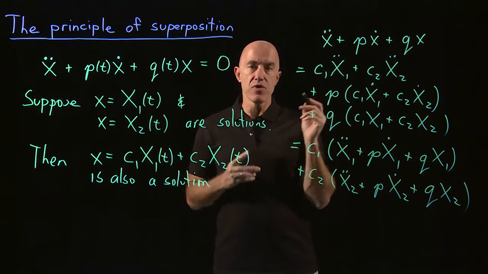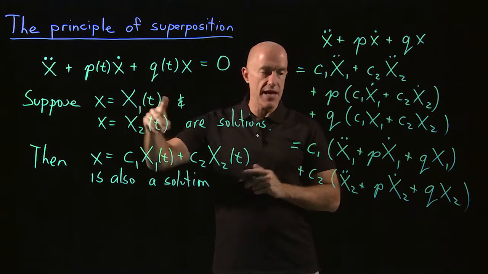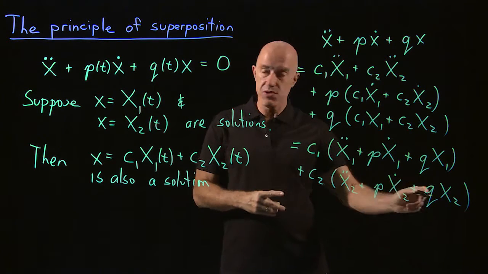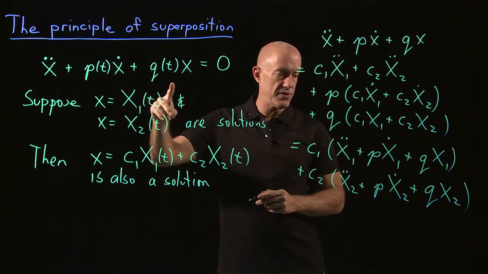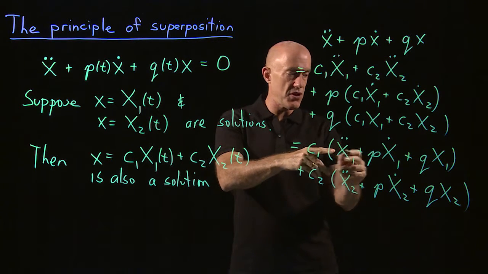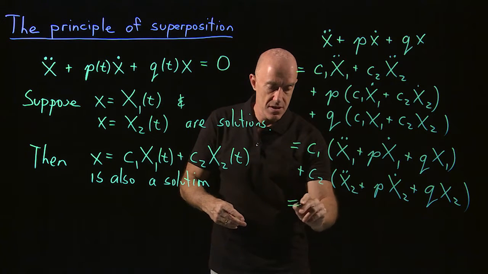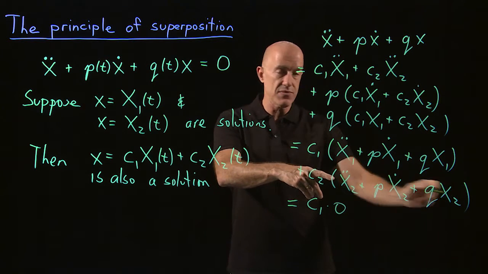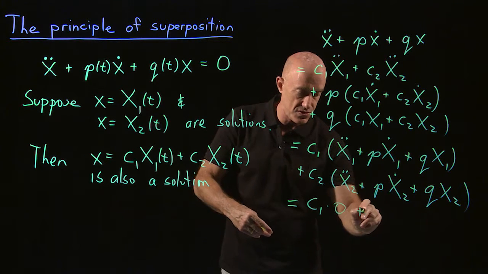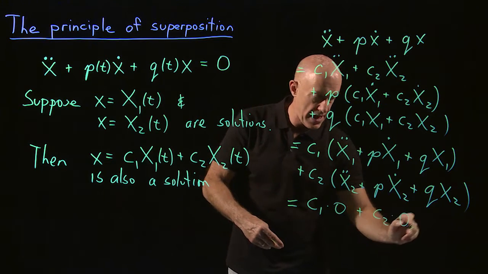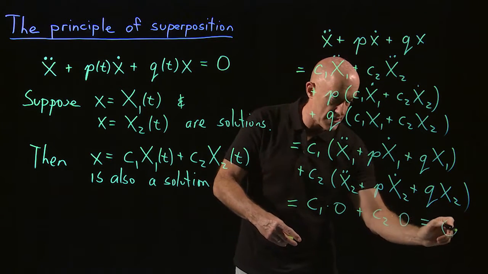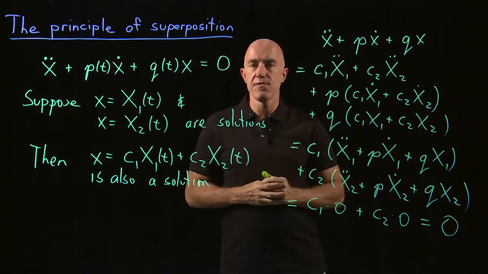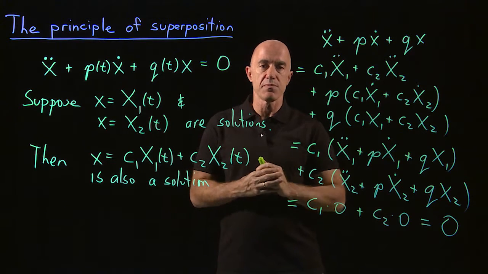Okay? And we have the assumption that x1 is a solution of the differential equation, and x2 is also a solution of the differential equation. So that means this term in the parentheses is 0, because x1 solves the differential equation. c2 times this term in the parentheses is also c2 times 0. And so 0 plus 0 gives us 0. Okay? This is the proof of the principle of superposition.